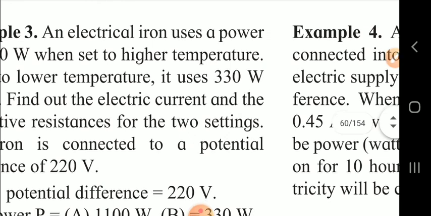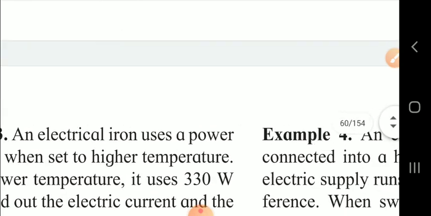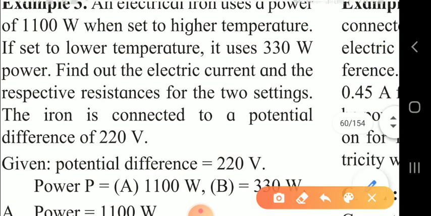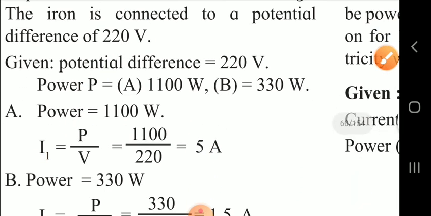So here the third example is that an electrical iron uses a power of 1100 watt when set to higher temperature. If set to lower temperature, it uses 330 watt power. Find out the electric current and the respective resistance for the two settings. The iron is connected to a potential difference of 220 volt. So how to solve here? I'll just tell, but actually it is cancelled. So you have to cancel it. But based on this, any other numerical may come.